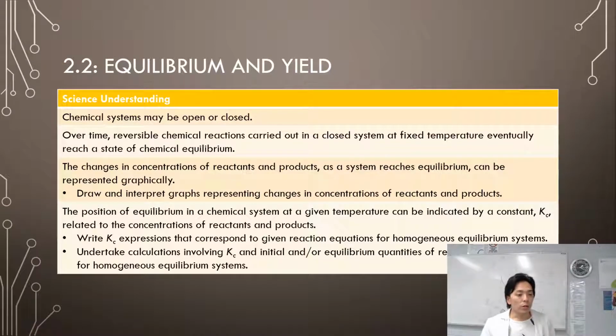The change in concentrations of reactants and products as a system reaches equilibrium can be represented graphically. There are a few ways of doing it. If you're tracking concentration versus time, or reaction rate versus time, or grams of loss or gain over time, you can do that. You need to also be able to interpret graphs. Something that I introduced was which way of the same reaction, forward or backward, is more preferred, or is a hard reaction to occur or not.